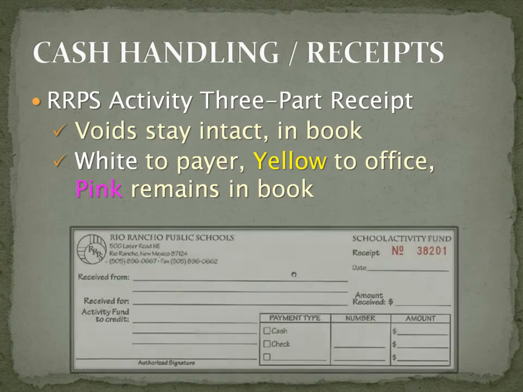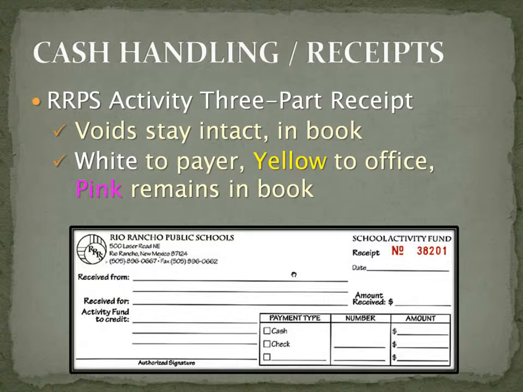First, we will discuss how to handle cash and receipts. RRPS Activity 3-Part Receipts come in books of 50 receipts. The school bookkeeper must keep these books in a safe, locked place. When issuing these receipts, sponsors must sign for the receipts. The receipt books must be used in numerical order to provide continuity in the receipt inventory log. Unused receipts must be returned to the secretary or bookkeeper when they are no longer needed.